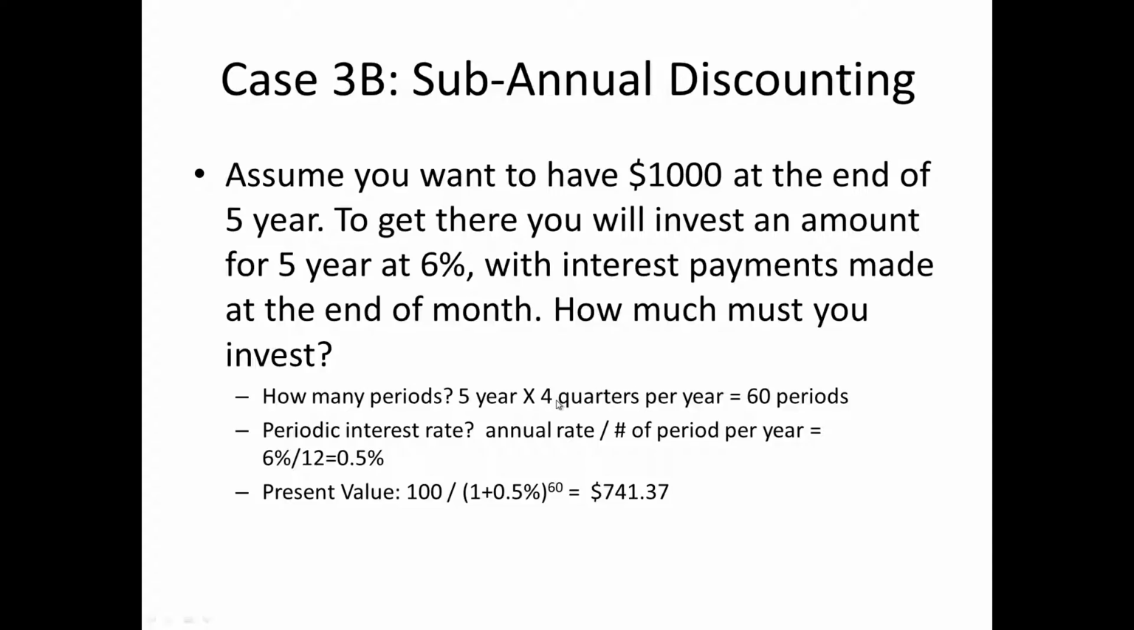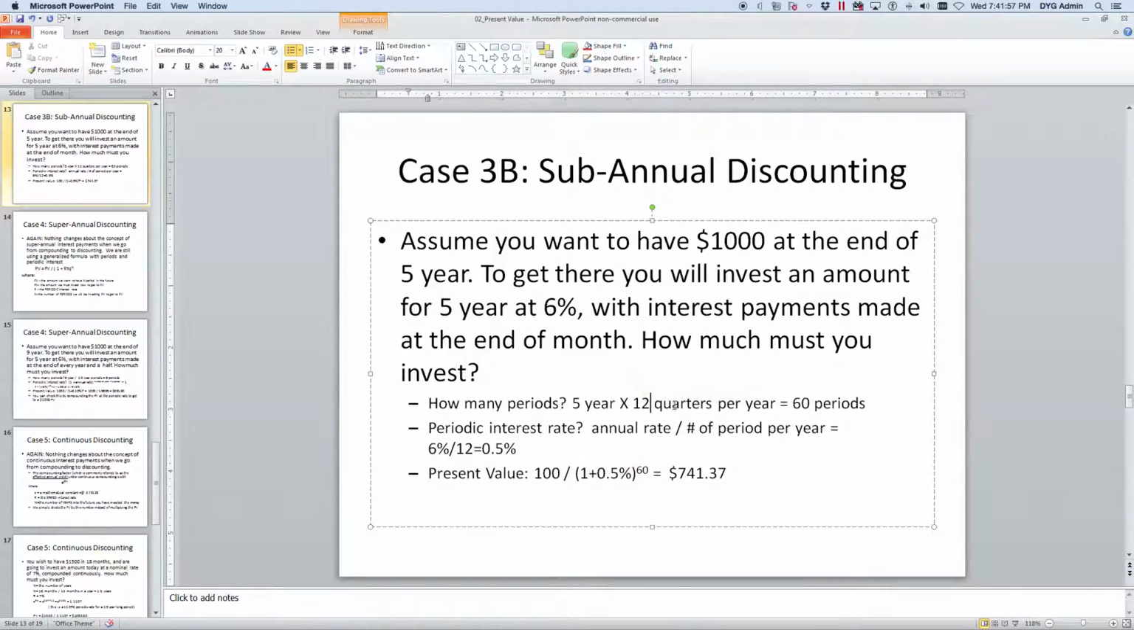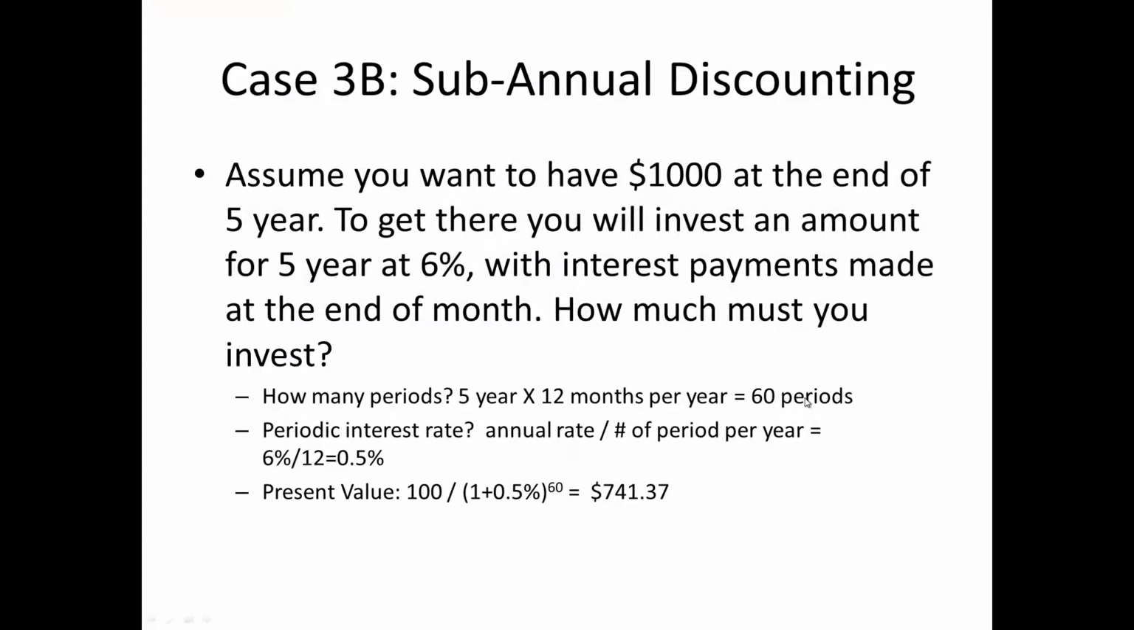5 years times 4 quarters, right? Equals, I'm sorry, times, that shouldn't say 4 quarters. I'll go ahead and fix that right now. Times 12 months per year equals 60 periods. Periodic interest rate equals the annual rate divided by the number of periods. So equals 6% divided by 12, so it's 0.5% each month. Makes sense.